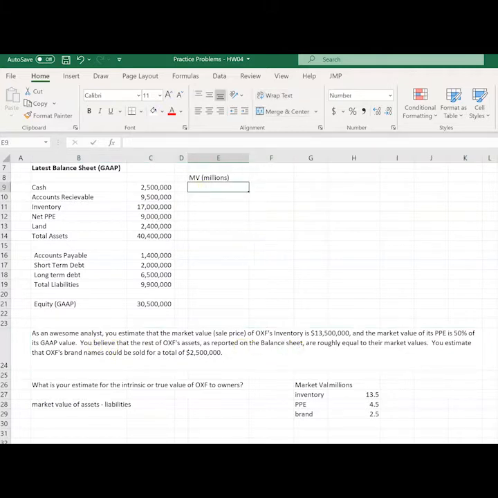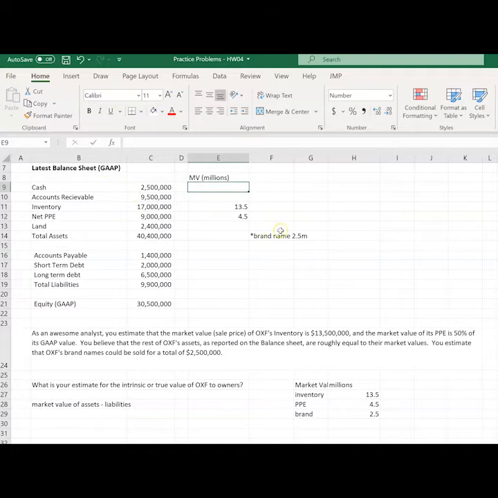All right, so we're looking at inventory, which is worth 13.5. PPE, we figured out earlier, is 4.5, because that's 50% of what the balance sheet has. And then the brand name here. Brand name isn't even on here, so I'm going to make a note right here to myself. The brand name is worth 2.5 million.